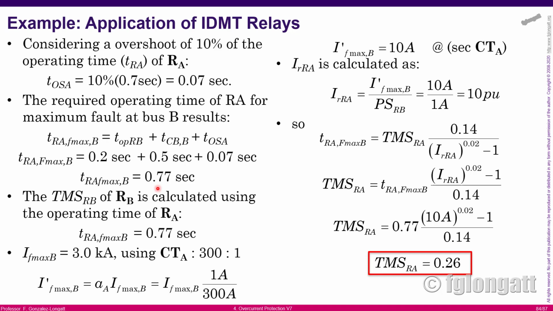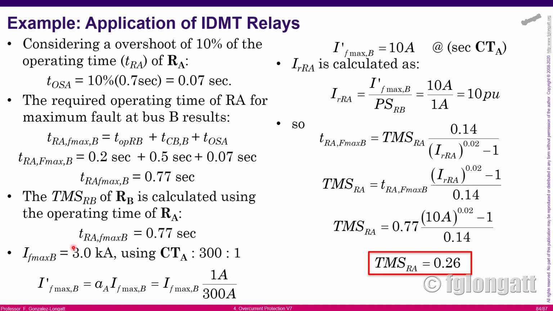Now as you can see, relay A must wait until 0.77 seconds in order to operate, okay? Now our question is, okay, 0.77 seconds. In that case, the full current should be 3.0 kiloamps, but at relay A, we are using a different current transformer that is 300 to 1, okay?